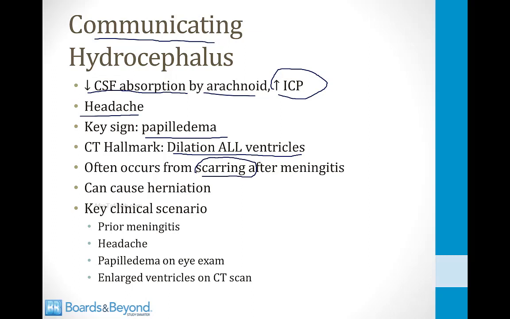And if it gets really bad, it can cause the brain to herniate, and we talk a little bit more about herniation in the module on intracerebral bleeding. So the classic clinical scenario you should know about is someone who's had prior meningitis, now has an intractable headache. They have papilledema on exam, and they have enlarged ventricles when you do a CT scan. This is a person with communicating hydrocephalus.